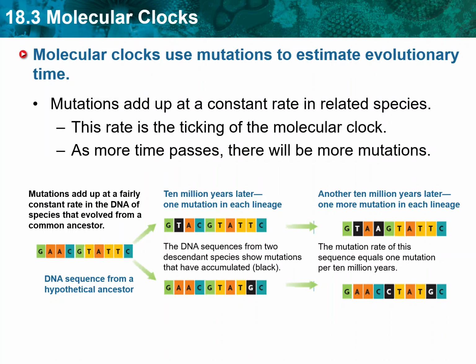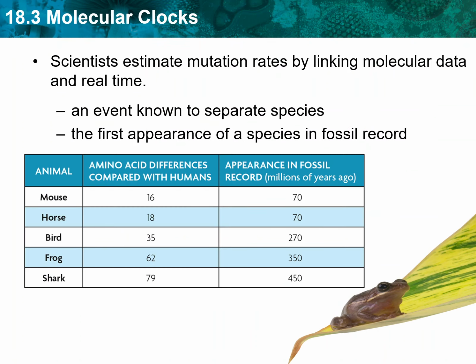The more time that has passed since two species have diverged from a common ancestor, the more mutations that will have built up in each lineage, and the greater the differences between the two species at the molecular level. To estimate mutation rates, scientists must find links between molecular data and real time. Often, this link comes from the timing of a geologic event that is known to have separated the species they are studying. If scientists know when the species began to diverge from a common ancestor, they can find the mutation rate for the molecule they are studying.